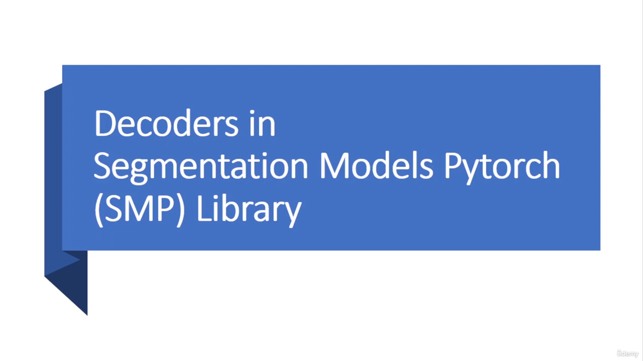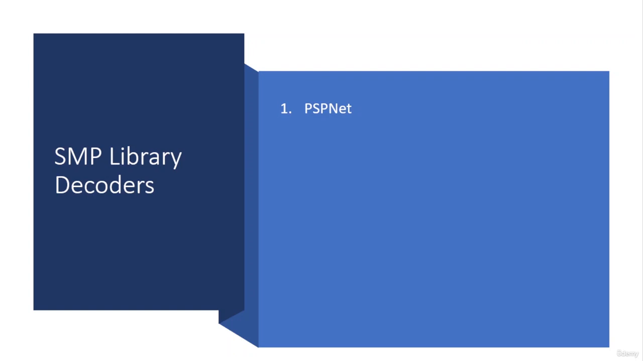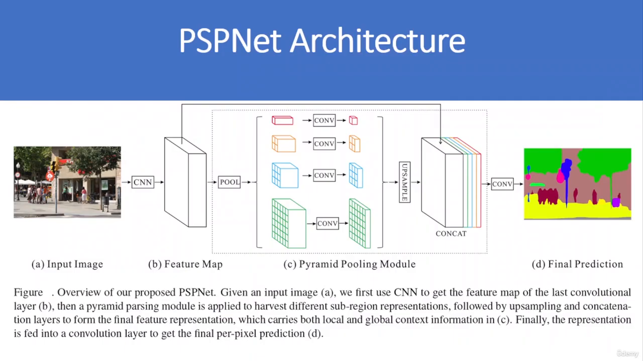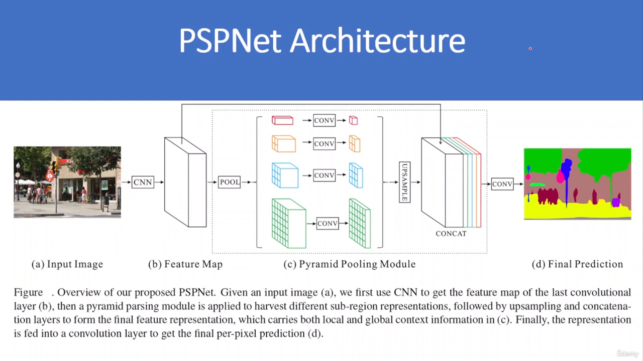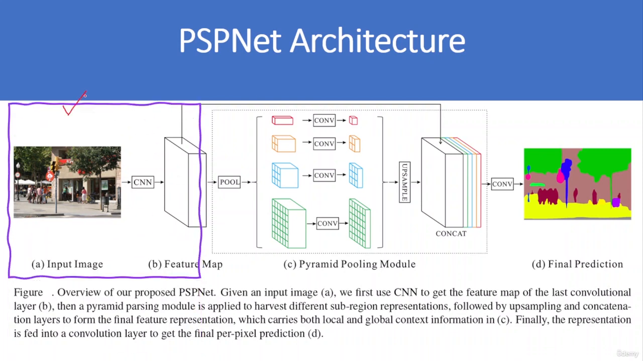These decoders are available in the segmentation models PyTorch, or SMP, library. The first decoder is the PSPNet, or Pyramid Scene Parsing Network. Here is the architecture overview of the PSPNet. In this PSPNet architecture, here you can see the encoder part. So let's represent it with E. This is the encoder part of the PSPNet architecture in the purple box.